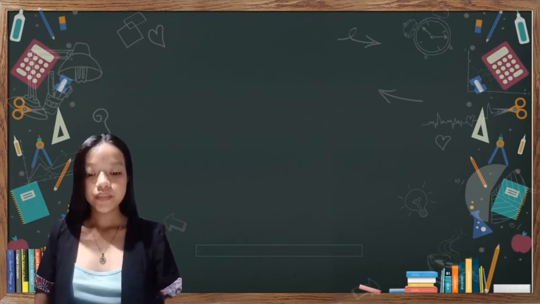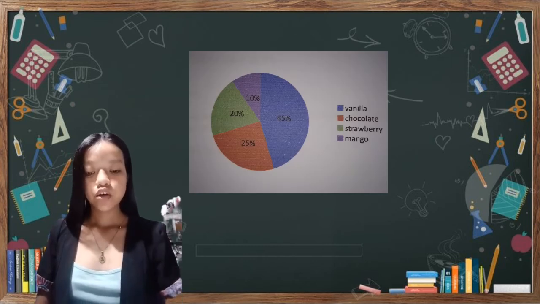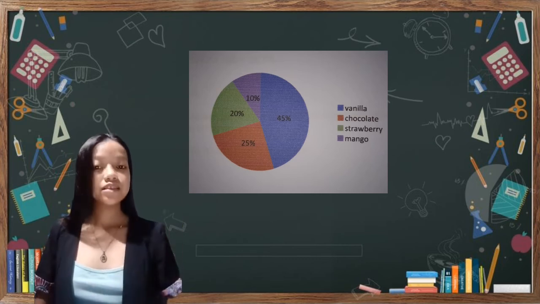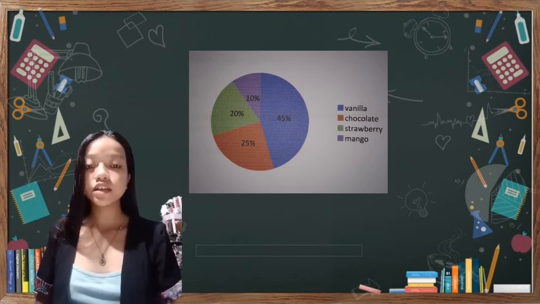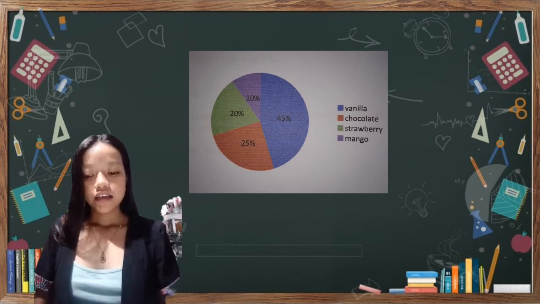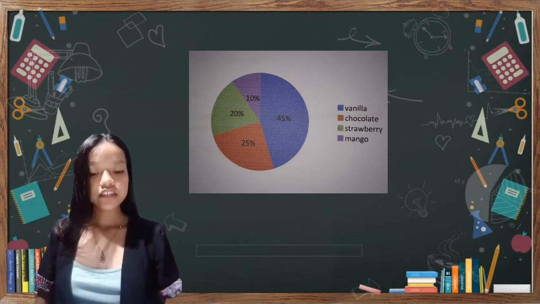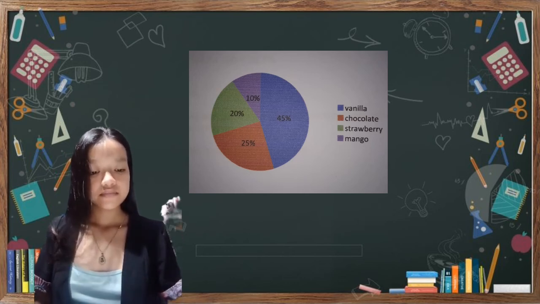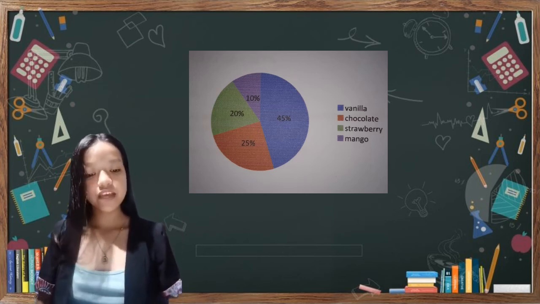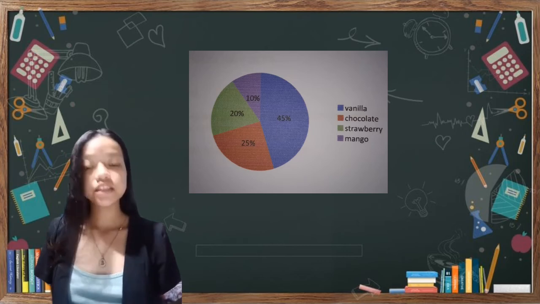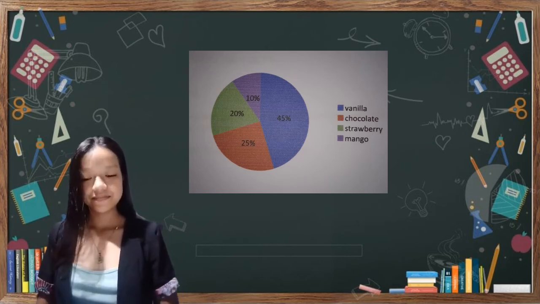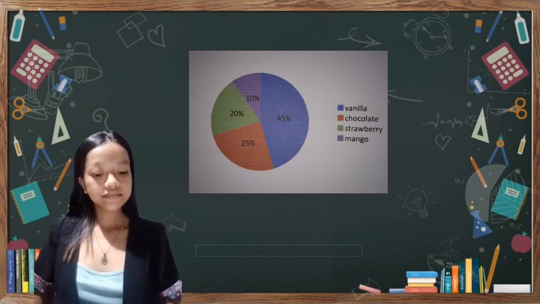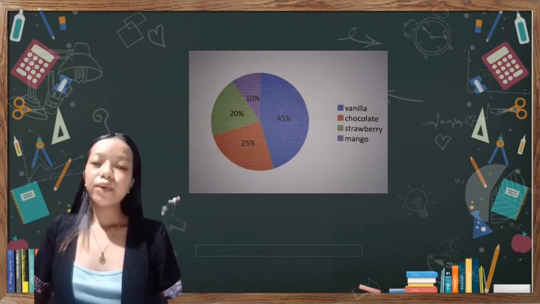For group 2, how many strawberry ice cream cones were sold that day? Okay, 20% strawberry cones. And second, which flavor of ice cream did Mang Kanor sell the most of that day? Okay, flavor vanilla and the percentage is 45%. Okay, what flavor of ice cream do you want?